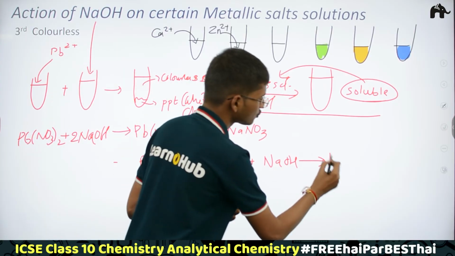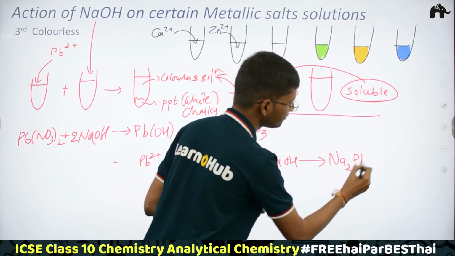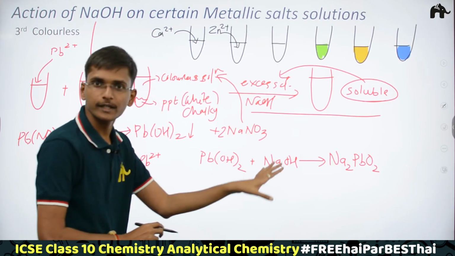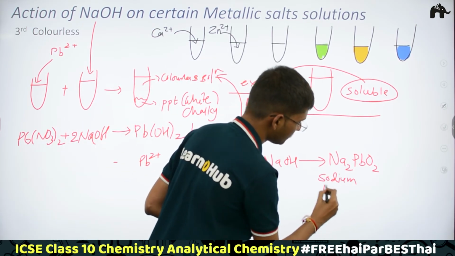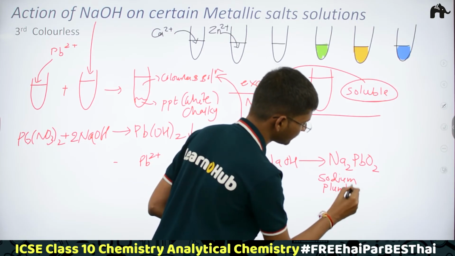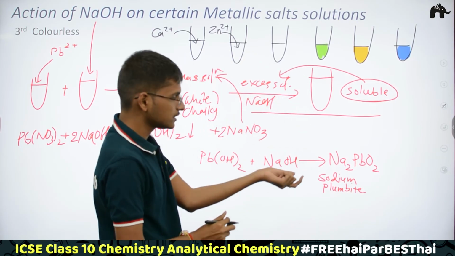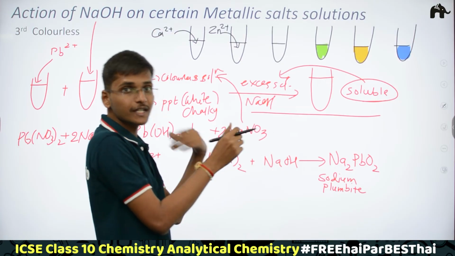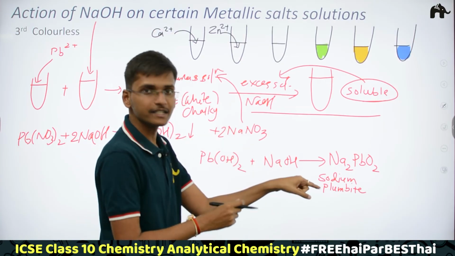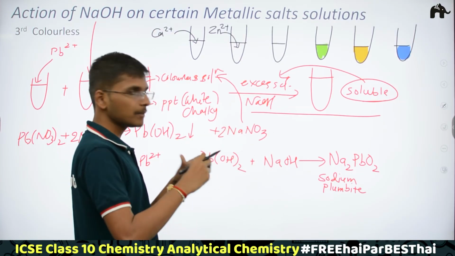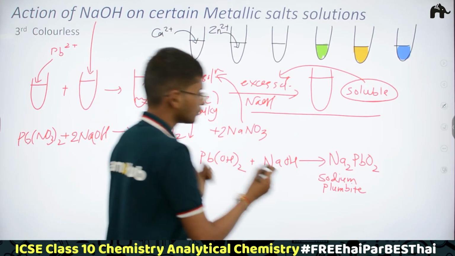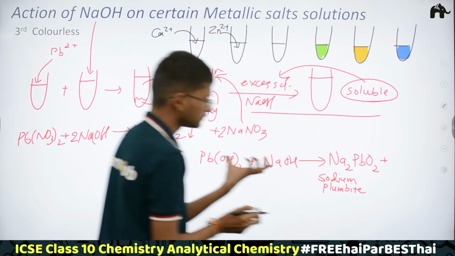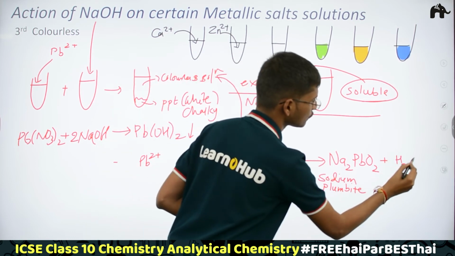It is forming sodium plumbite, Na2PbO2. It is sodium plumbite, not plumbate, it is plumbite. Just a slight change: it was zincate in the case of zinc, it is plumbite in the case of lead. Plumbum, right, that's where we know Pb comes from, plumbum. And water is going to be formed.